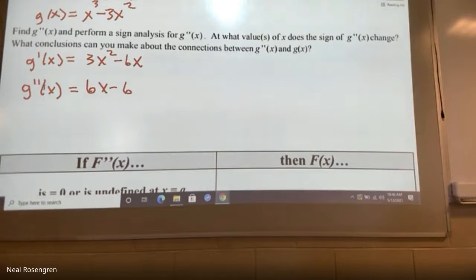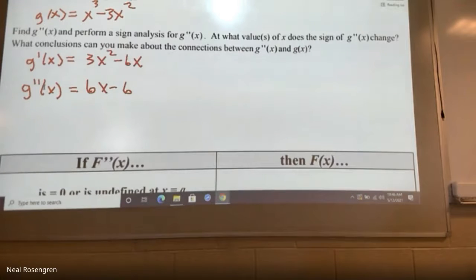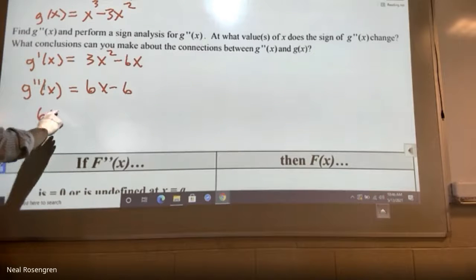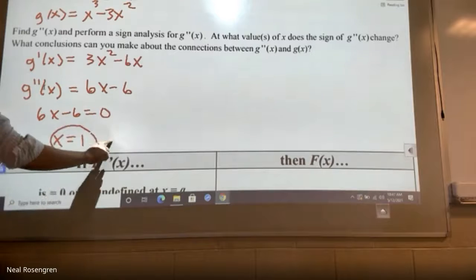And so what do you think we do here with this second derivative if we want to find the inflection points? This is linear, so just the one inflection point. Set it equal to 0, just like critical values are found where we set the first derivative equal to 0. Let's set this thing equal to 0 and solve. Whatever we get should be our inflection point. So add 6, divided by 6, 1? That is your inflection point.